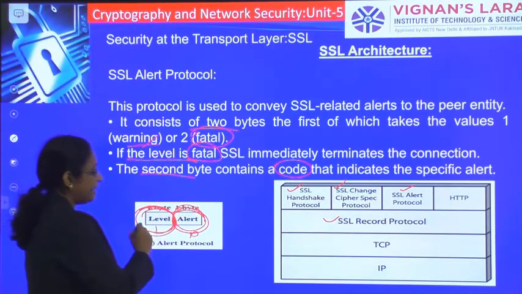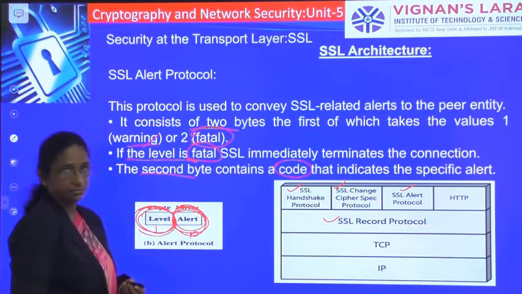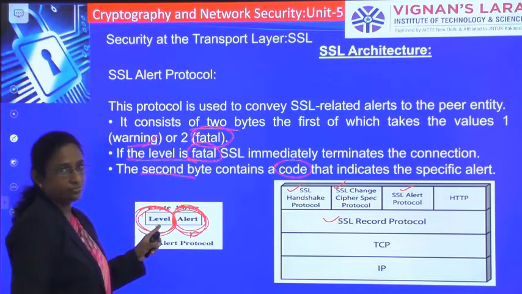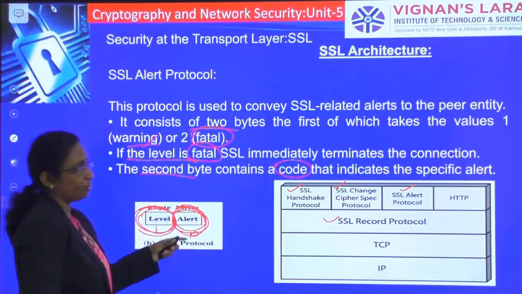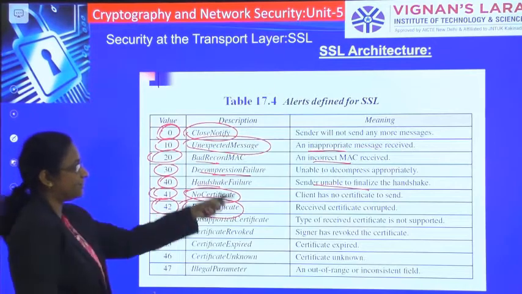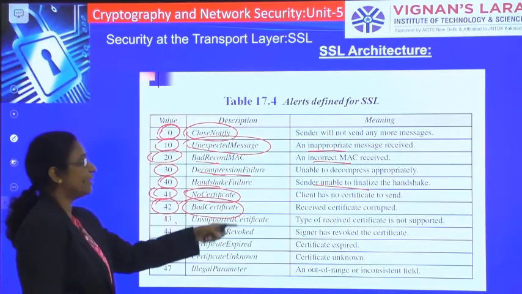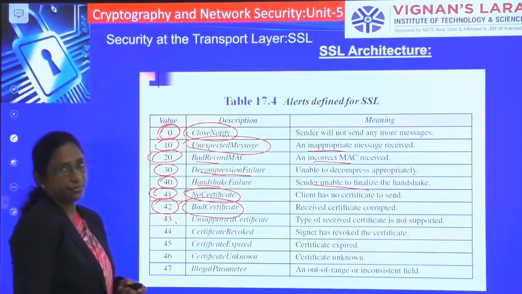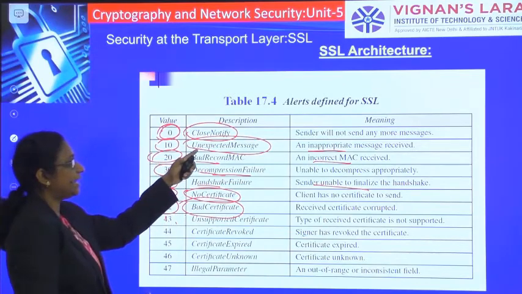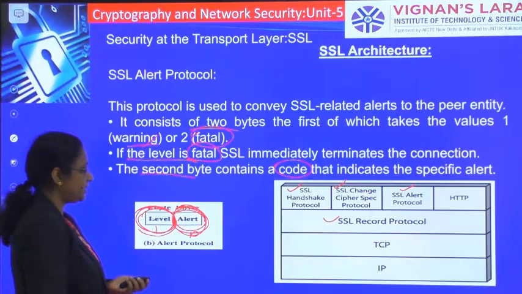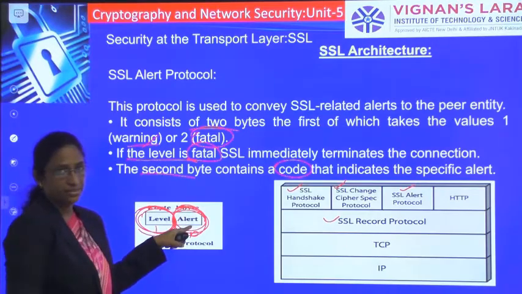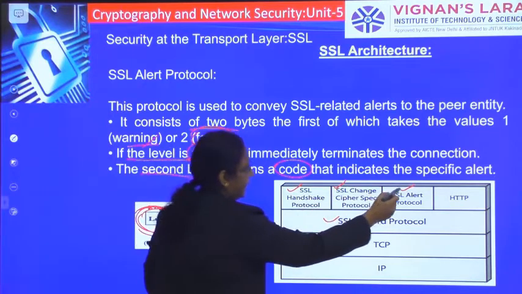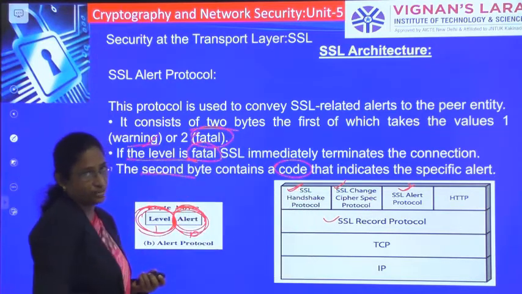So here you are having level and alert. The level represents whether it is fatal or warning. And this alert is a code, since you are having different types of alerts here, so this code represents the type of alert. For example, if it is an unexpected message, then the value is 10. So that is the alert protocol, and then the fourth one is your handshake protocol.